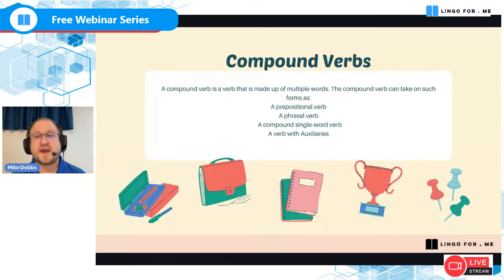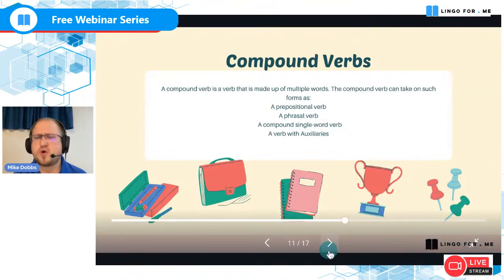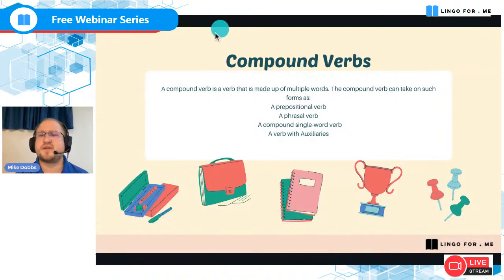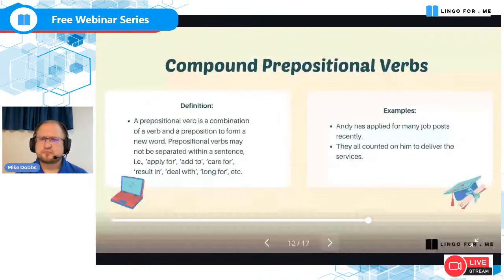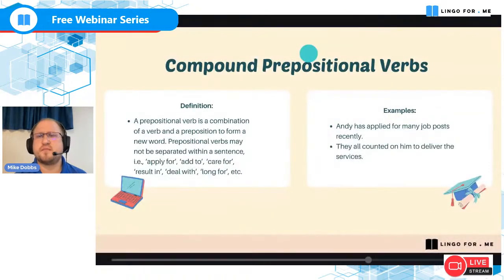A phrasal verb, a compound single word verb, and a verb with auxiliaries. So we'll go and talk about these more. It might seem confusing at first, but we're going to talk more about the definitions. We'll give some examples, and hopefully that'll help you understand the different types of compound verbs. So first one we'll talk about is a compound prepositional verb.